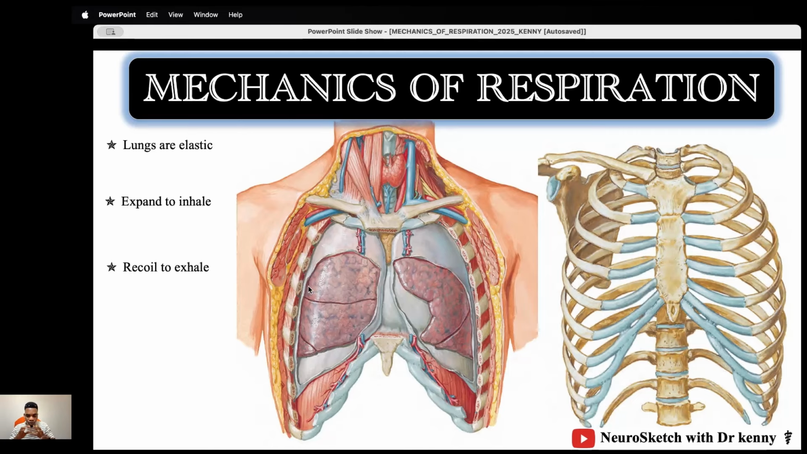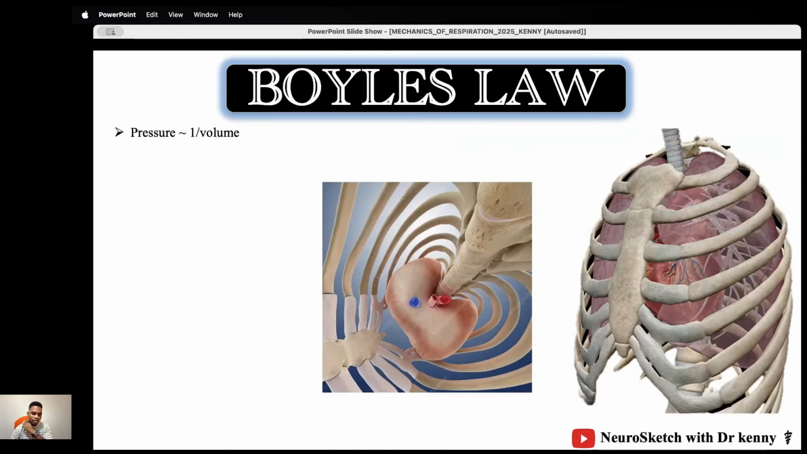The lungs are found within the chest cavity, which is the thoracic cavity, and the space between the lungs and thoracic cavity is very small to no space. This means that for the lung to expand and recoil, we also need to have the movement of the thoracic cage. The thoracic cage and the lungs should be in constant movement to enable respiration, like breathing in and breathing out. But let's remind ourselves about Boyle's law.